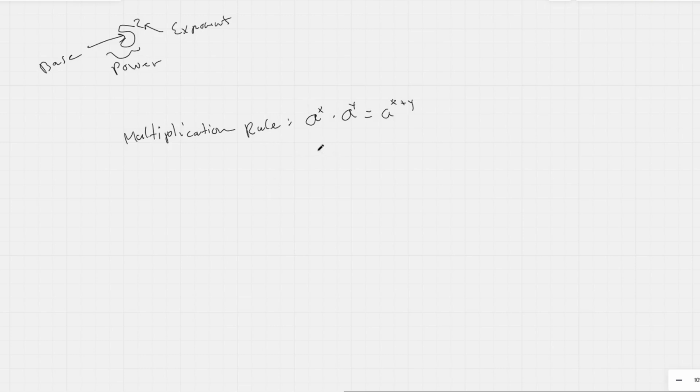So let's look at an actual example for this. Remember, for this to work, it has to have the same base. You can have different exponents, but when you're multiplying them, they have the same base. You can do this right here.